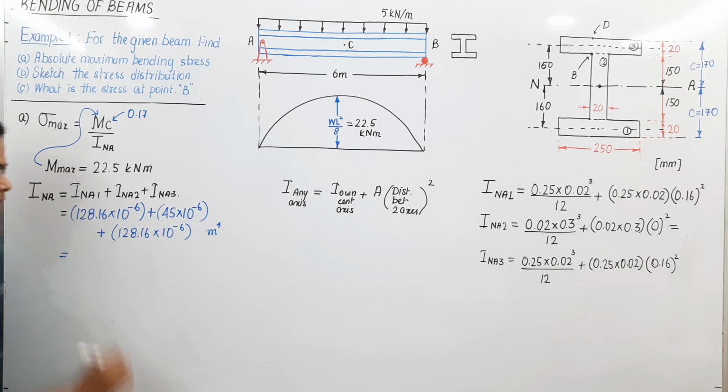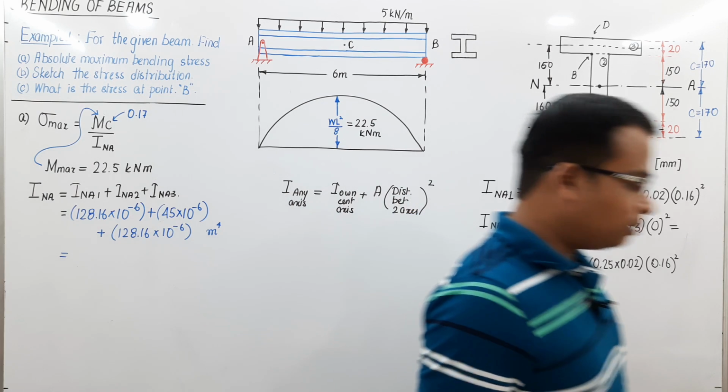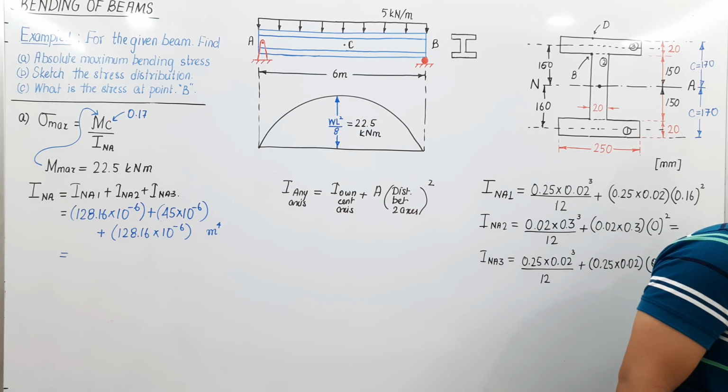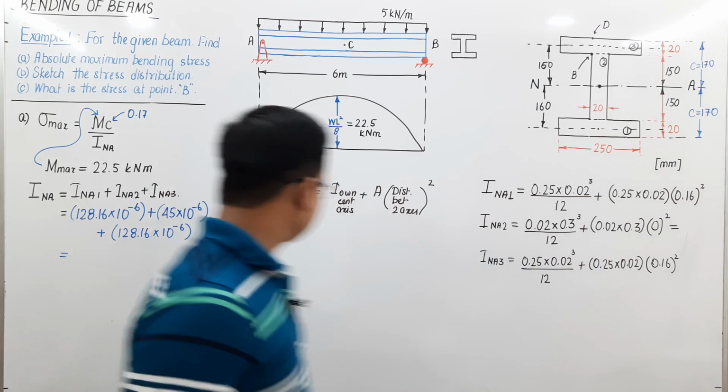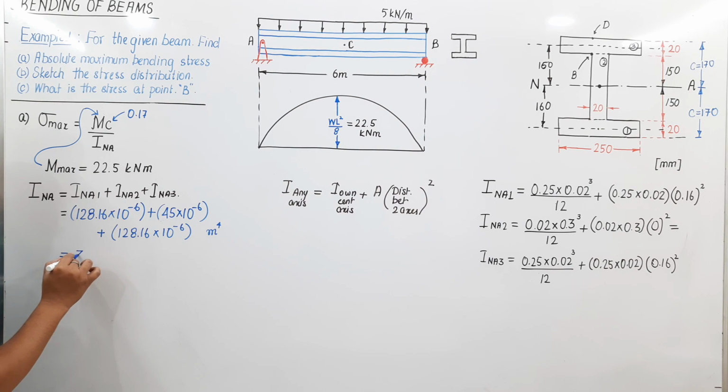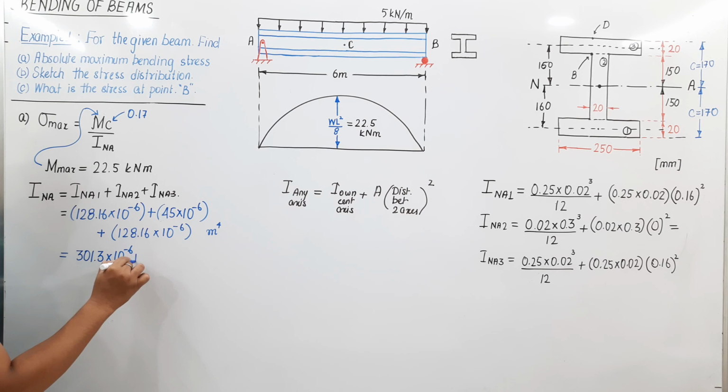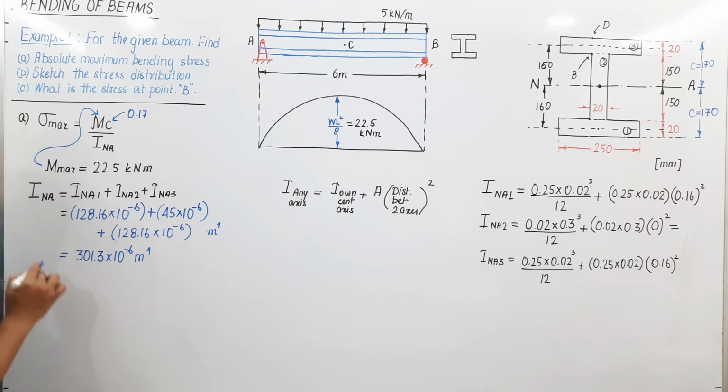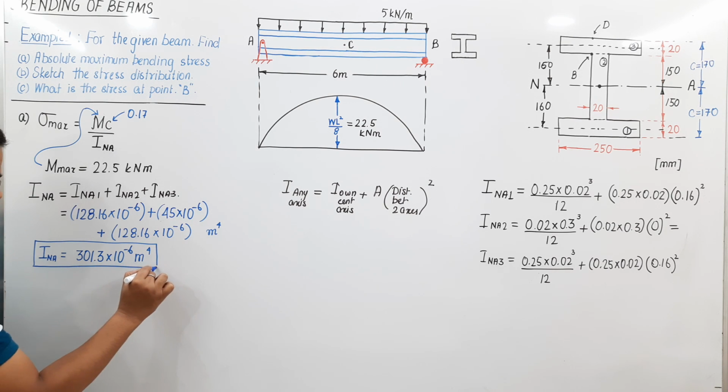So the final value of the moment of inertia with respect to the neutral axis is 301.3 into 10 raised to minus 6 meter raised to 4, and this is your I with respect to neutral axis. A very important data for our further analysis.